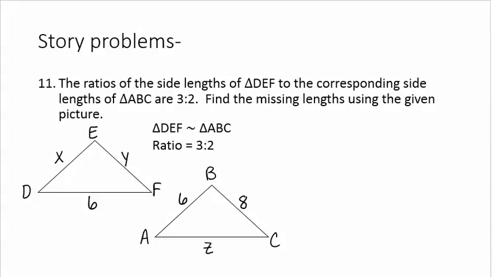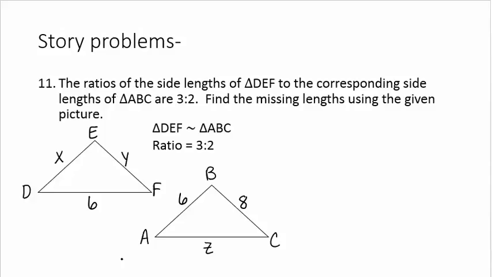The last example is with side lengths of triangles. The ratios of side lengths of triangle DEF to the corresponding side lengths of triangle ABC are 3 to 2. Find the missing lengths using the given picture. And symbolically what we have here is that triangle DEF is similar to triangle ABC, which means they are the same shape, not the same size.